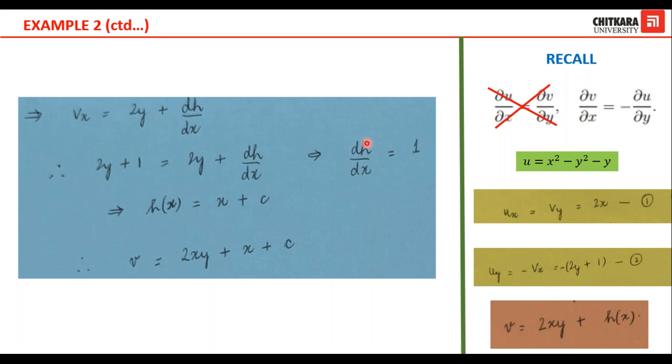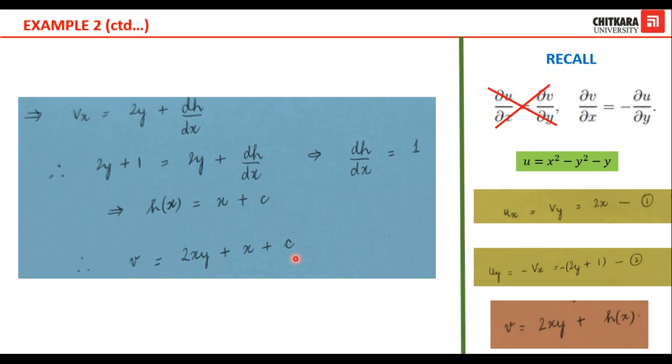So when you integrate dh by dx, what will you get? h is equal to integration of 1, which will become x. And now since no variable is left, you will get a numerical constant c. So you can put back this value of h(x) in the last expression for v. So what is your v then? v becomes 2xy plus x plus c.